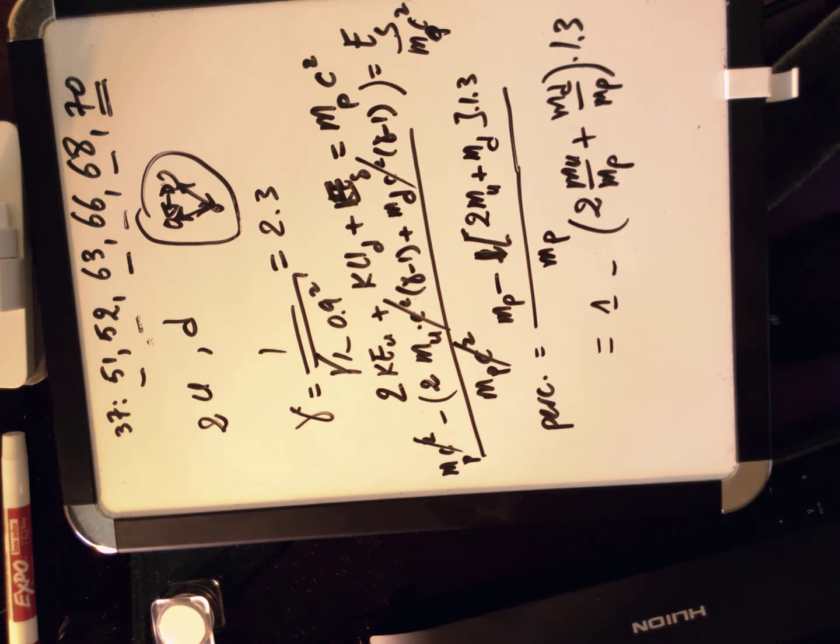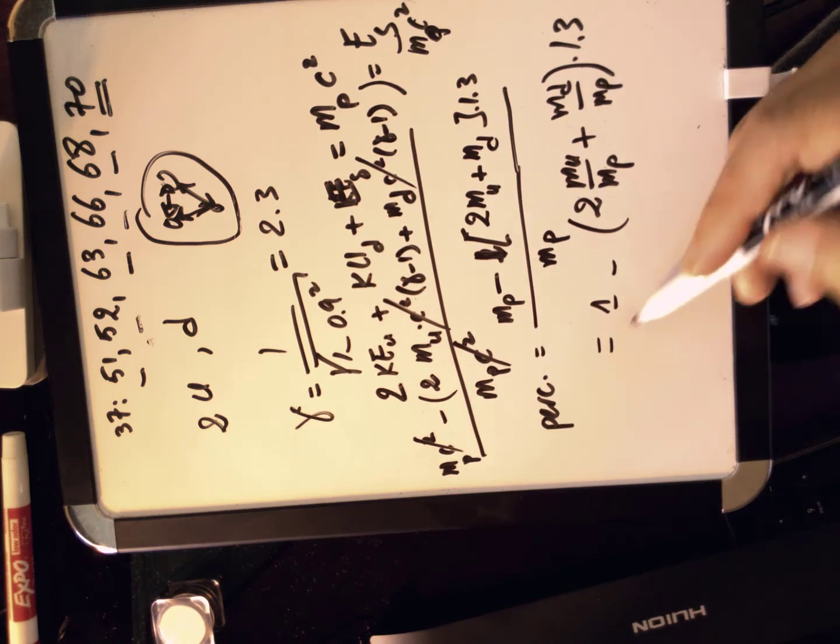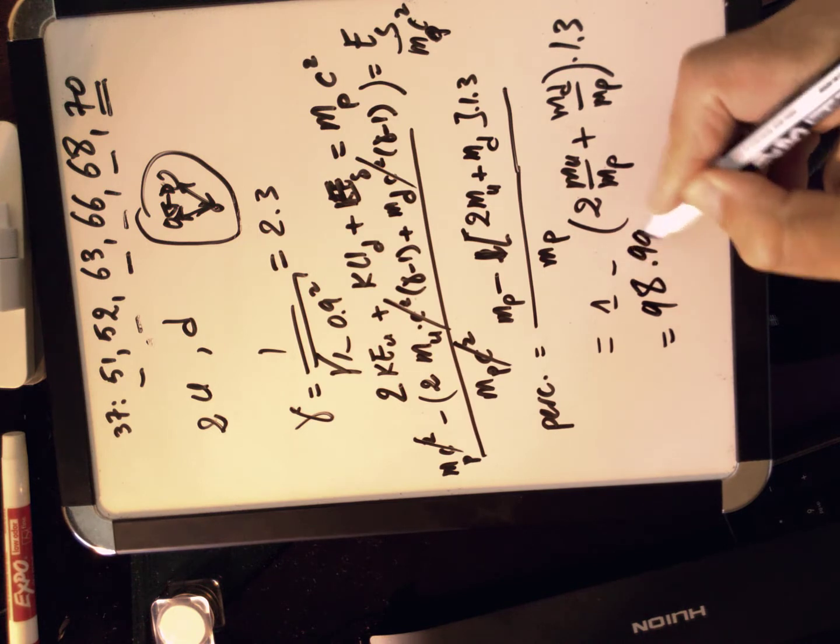So we'll do that. It's going to be 1 minus, open parentheses, 2 times the mass of the up quark, which is 4.12, plus the mass of the down quark, which is 8.59, and this is times 10 to the negative 3, because there is actually 1670 in the denominator. It's 98.99% basically, if you do the calculation. So this whole thing is 98.99%.